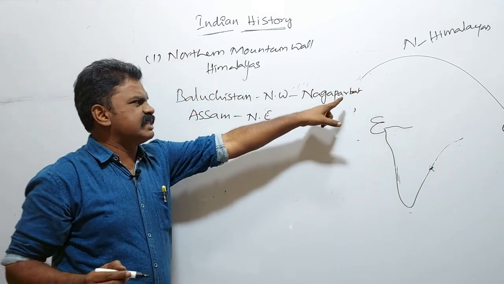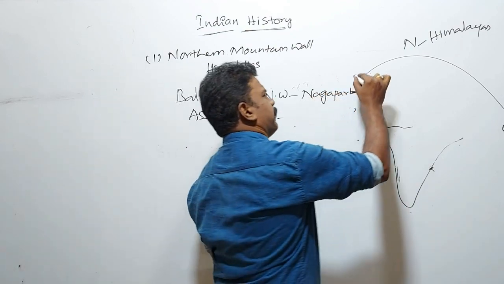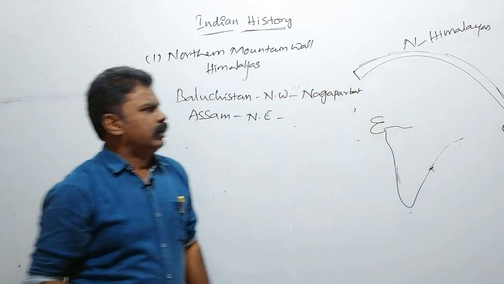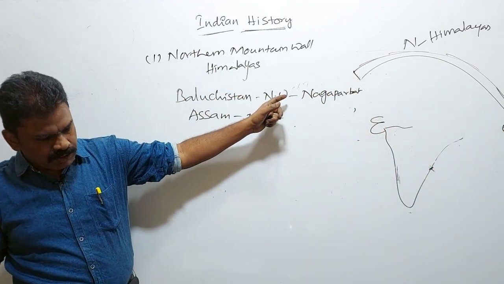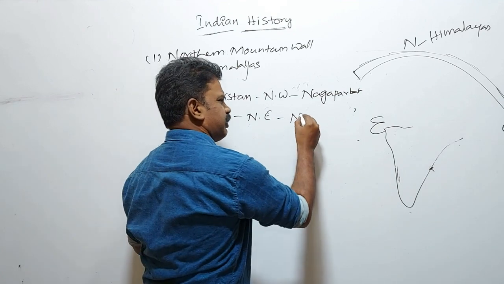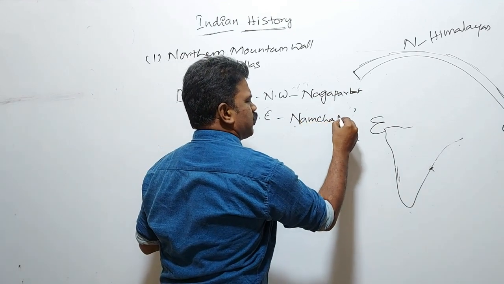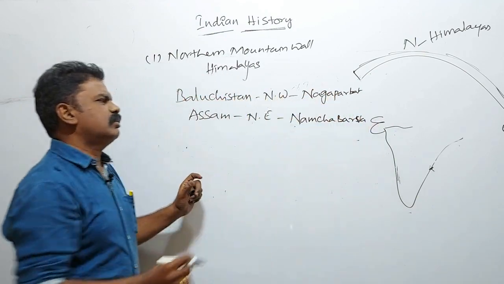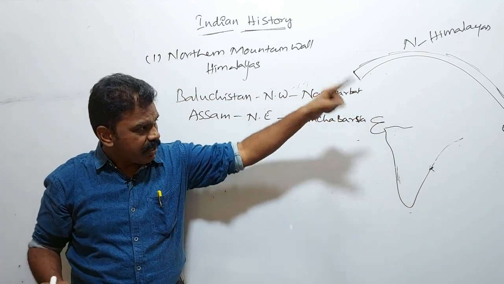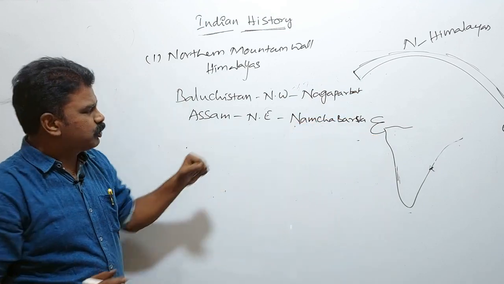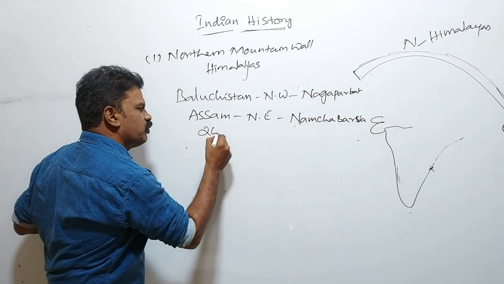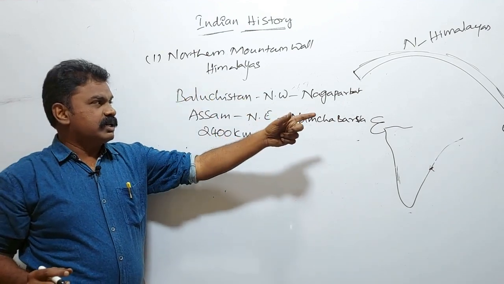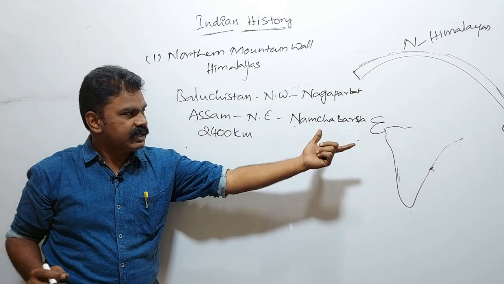That area, exactly this area, is called the Nanga Parbat area, in the Himalayas. From Nanga Parbat in Baluchistan to Namcha Barwa in Assam, the Himalayas stretch nearly 2,400 kilometers. 2,400 kilometers is the length of the Himalayas.